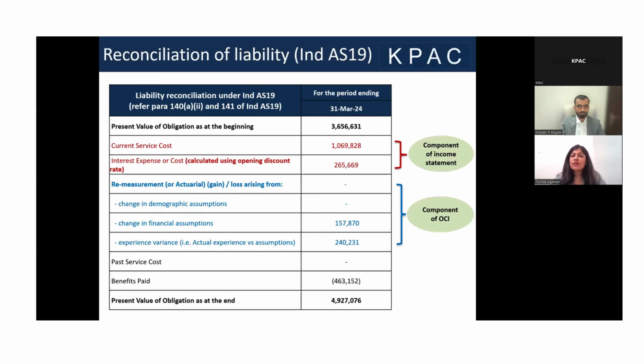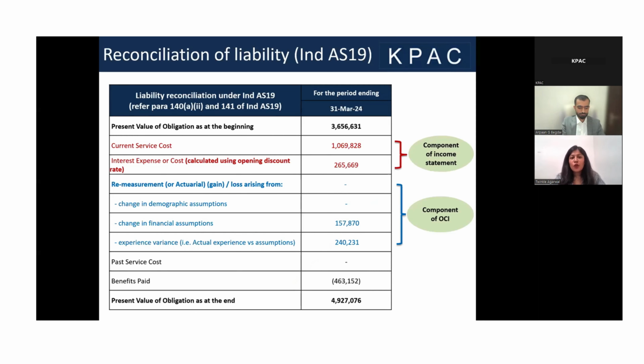Next, we move on to the valuation results. So now that we have seen how a simple gratuity liability is calculated, let's understand how it's reconciled in the financial statements under Ind AS 19. So the table here shows a reconciliation for the period ending 31st March 2024.